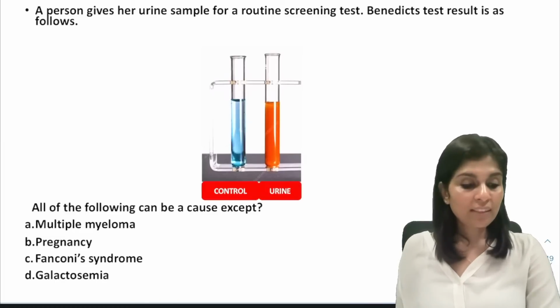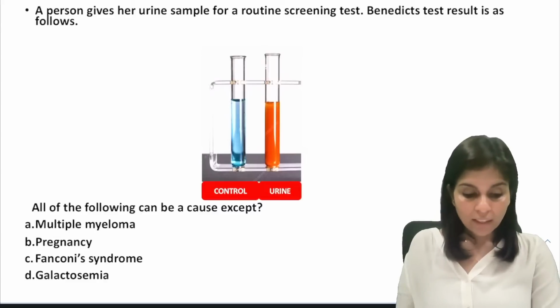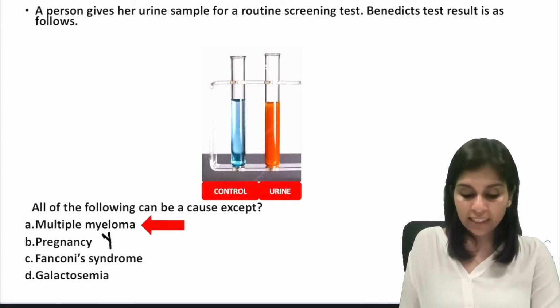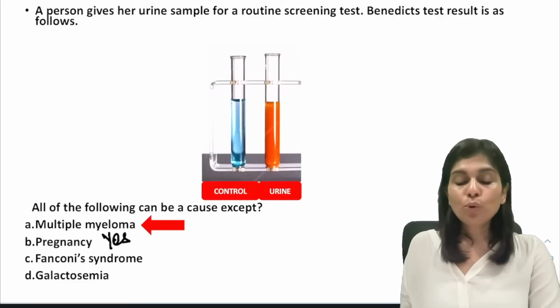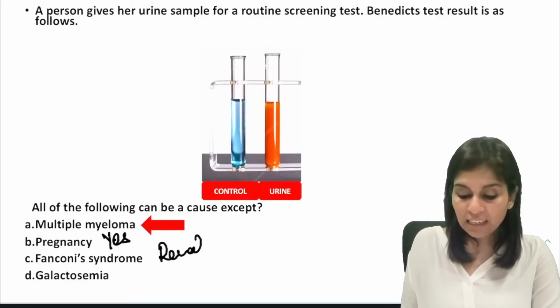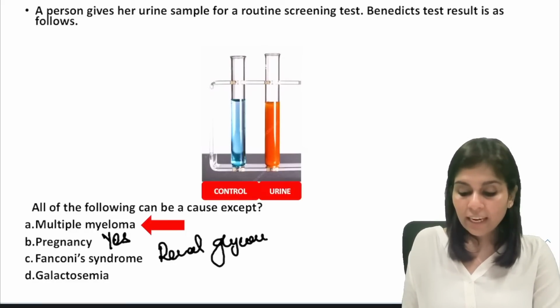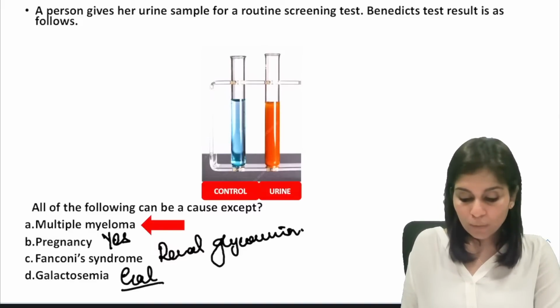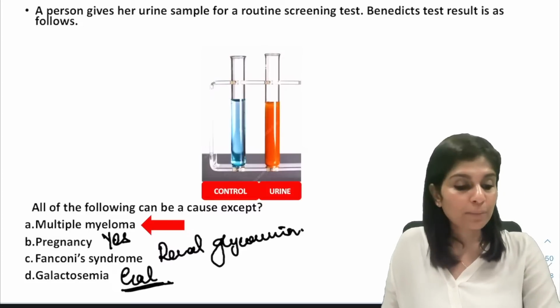Okay. So, what is the right answer here? The right answer here is multiple myeloma. In pregnancy, yes, it will be positive. Fanconi syndrome is a form of renal glycosuria wherein renal threshold is reduced. Galactosemia, galactose will be found in urine, which is a reducing substance.